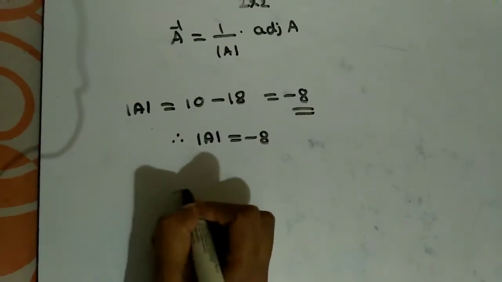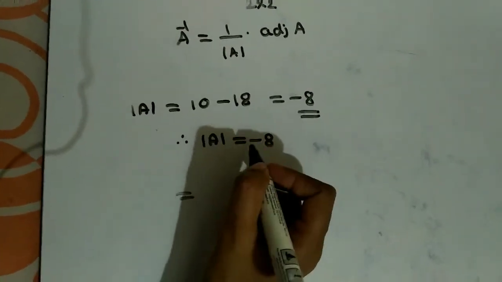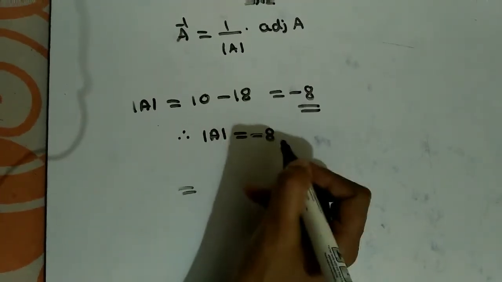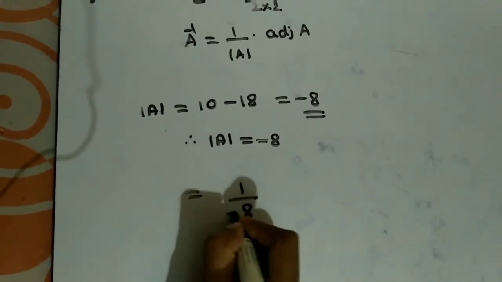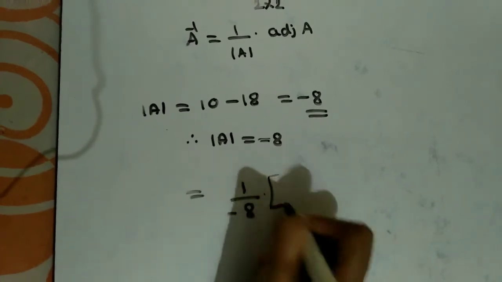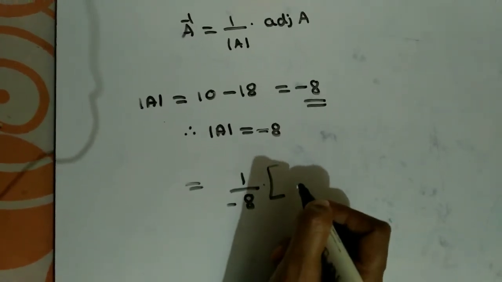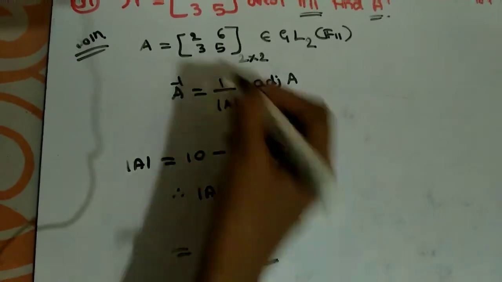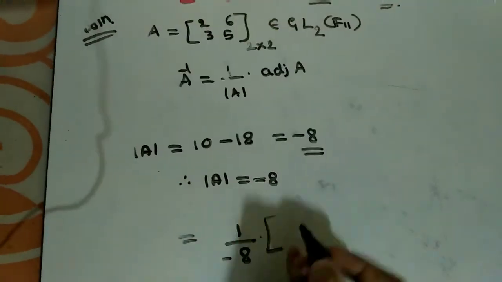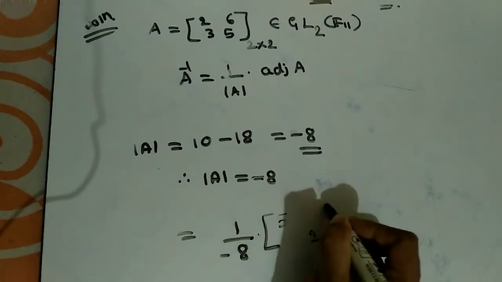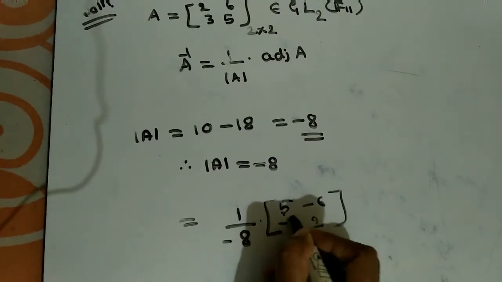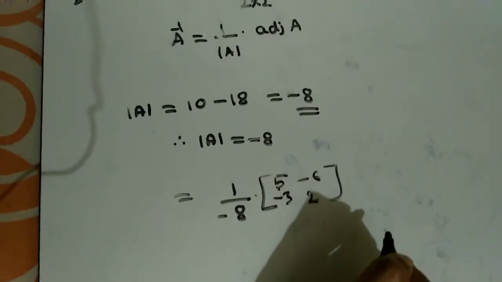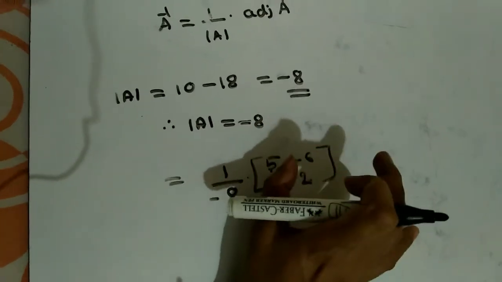Now what is the adjoint of A? Just look here, guys. This is minus 8, so here you have to write the adjoint of A. How do we write the adjoint of a 2 cross 2 matrix? Just interchange the diagonal elements 5 and 2, and change the sign of the other two elements. This is your adjoint of A.